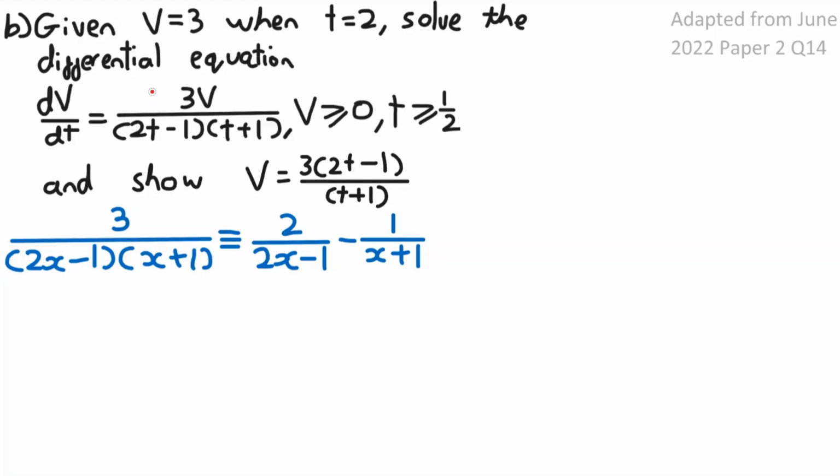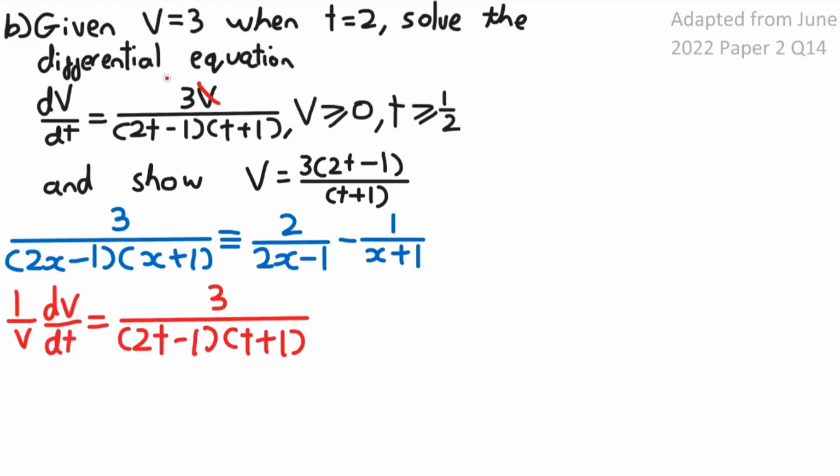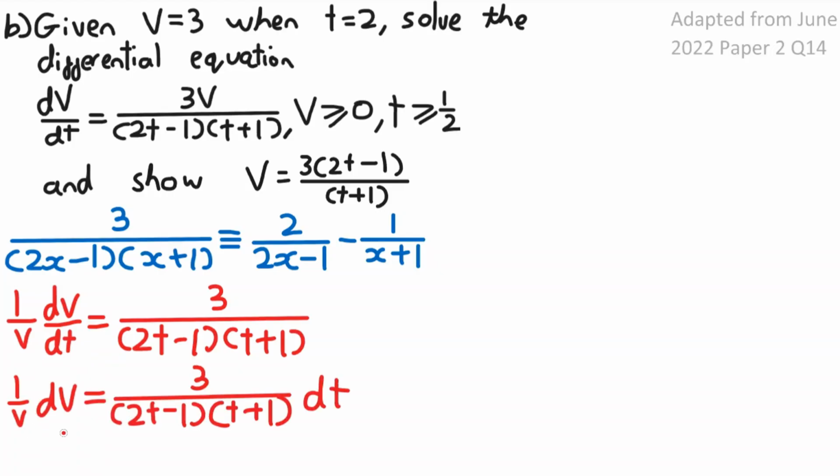What we first need to do is put all the v terms onto one side of the equation and all the t terms onto the other side. So if we focus on this v first, we need to move this onto this side, so we're going to divide both sides by v, so it becomes 1 over v dv over dt on this side here, and then we need to move this dt onto this side, so it becomes 1 over v dv is equal to 3 over (2t minus 1)(t plus 1) and then dt.